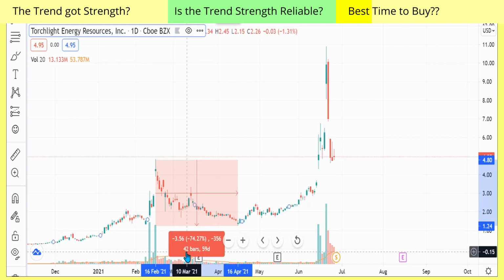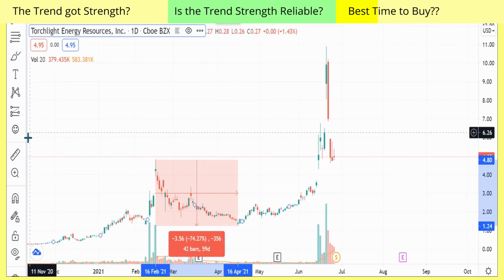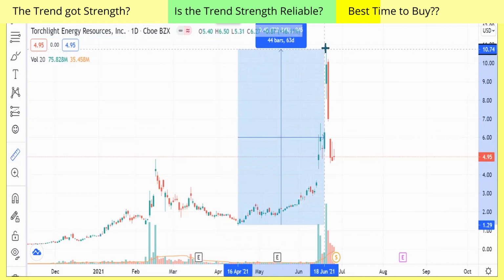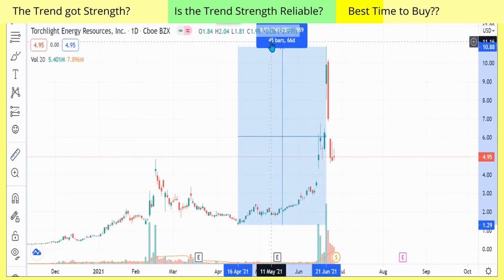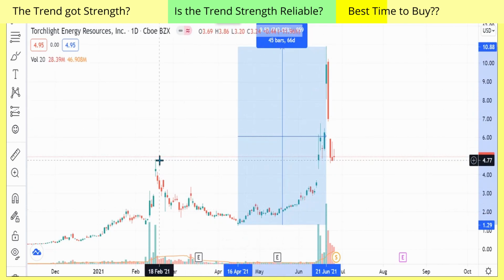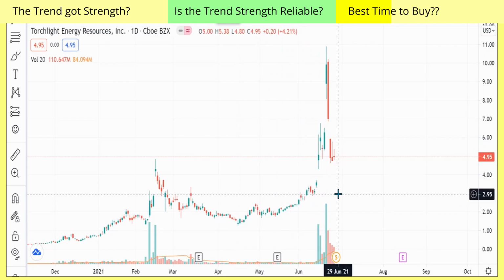When you do this prediction, we need to look at the time domain. According to the time domain, for the price to fall, it took 42 bars. Remember that. And for the price to move from the low to up, it took 45 bars. That means it took more days to go up, but very few days to go down. That is one conclusion you need to make first before we do our price prediction.